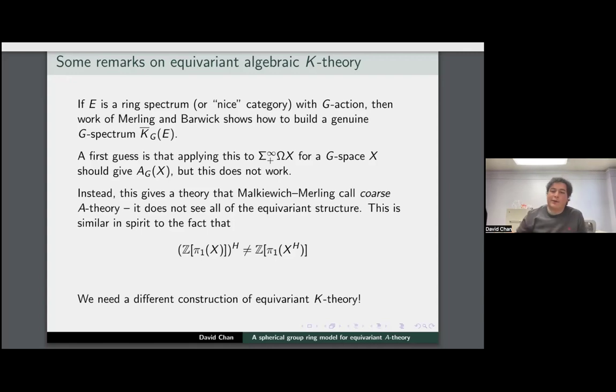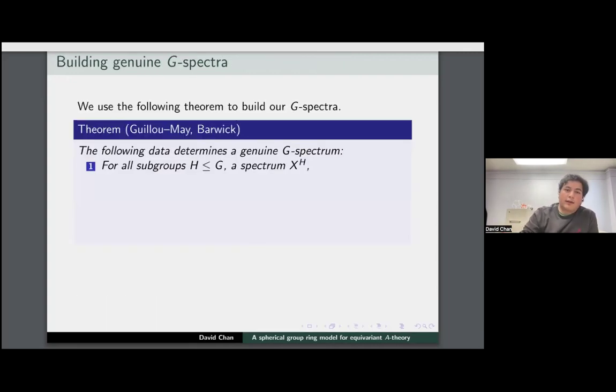The point is that we need a different construction for equivariant A theory if we want to write A_G of X as the K theory of some equivariant ring spectrum. To do this, I need to explain briefly how I'm going to build genuine G spectra. We're going to use the following theorem, due to Guillou and also Barwick. Guillou does it in the setting of spectrally enriched categories and model categories, and Barwick does it in the setting of infinity categories and stable infinity categories.